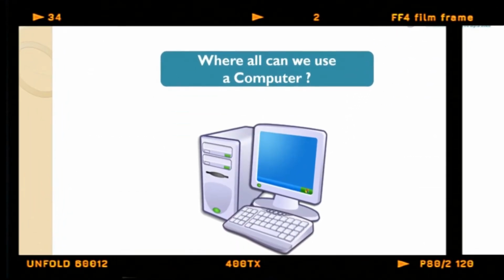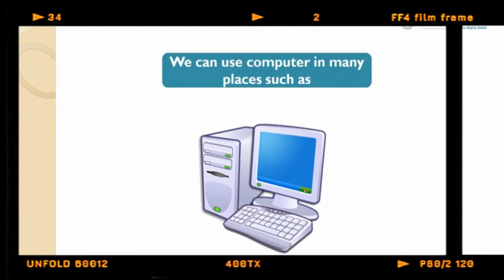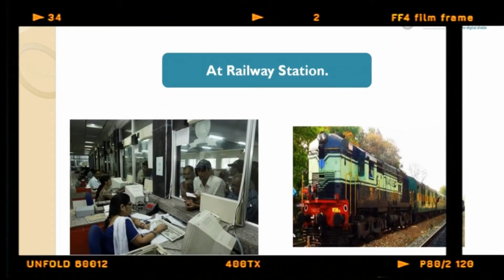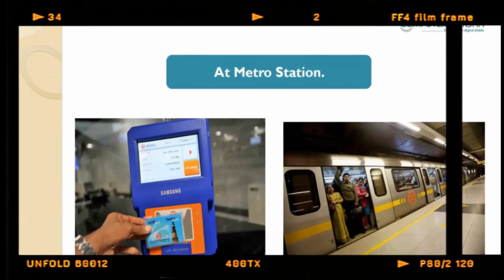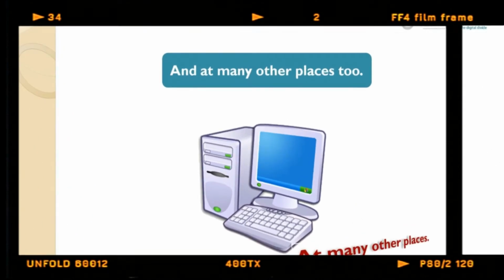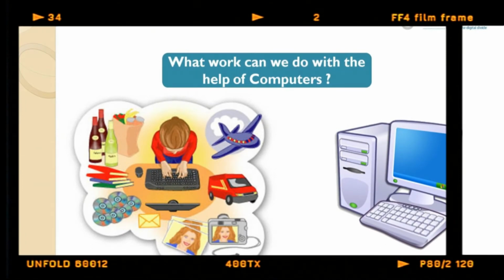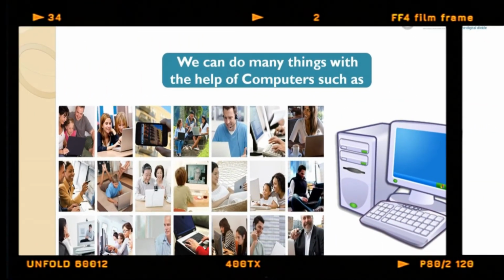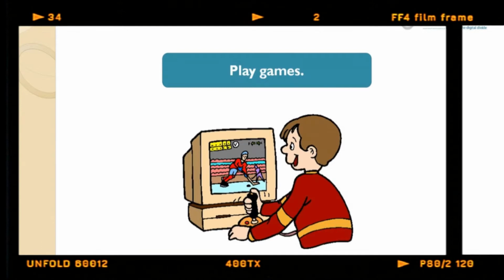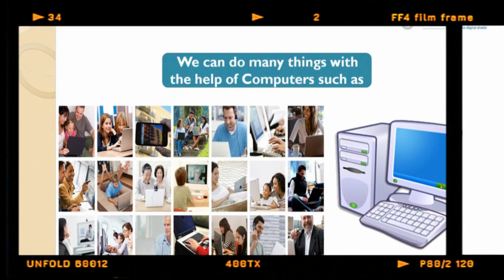Where all can we use a computer? We can use computers in many places, like in the library, in banks, at the railway station, in our offices, at the metro station, at school, and at many other places too. What work can we do with the help of computers? We can use the computer to do many things like listening to songs, playing games, watching a movie, and there are plenty of other things that you could do with computers.